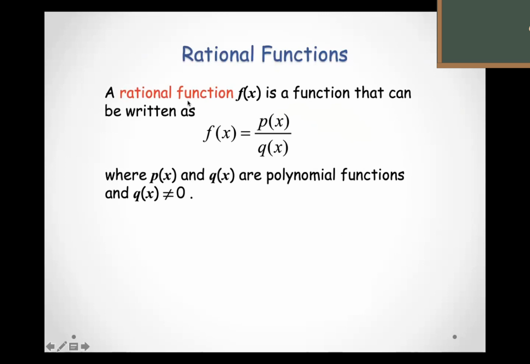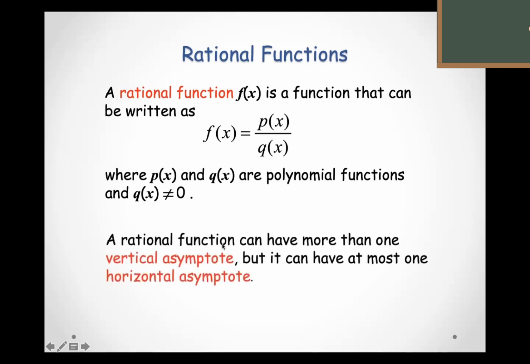So we have here a rational function. f of x is a function that can be written in the form of f of x equals p of x over q of x, where p of x and q of x are polynomial functions, and the denominator must not be equal to 0. That is the definition of a rational function. A rational function can have more than one vertical asymptote, but it can have at most one horizontal asymptote.